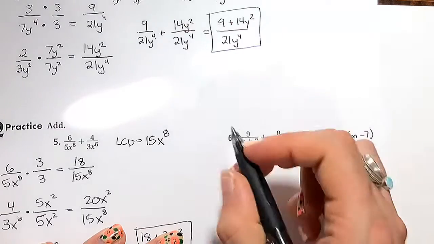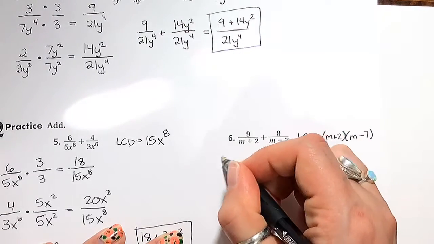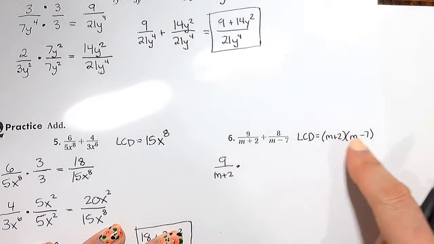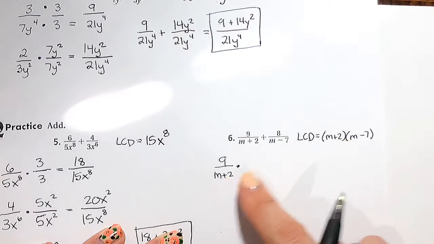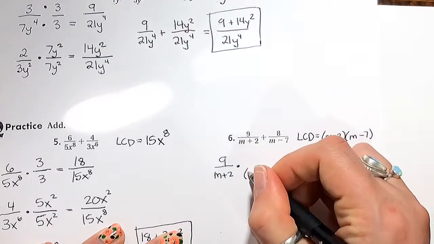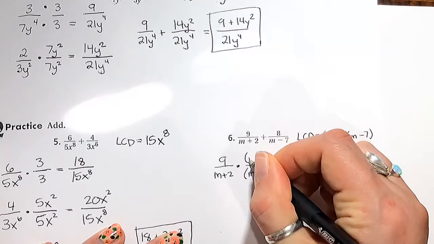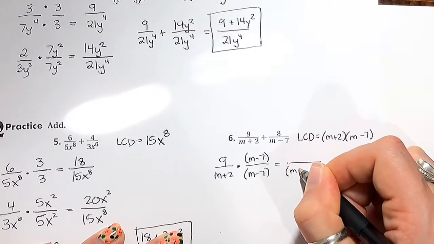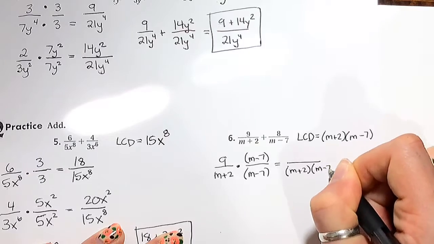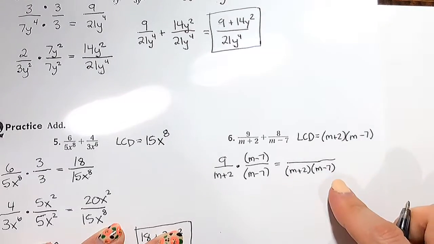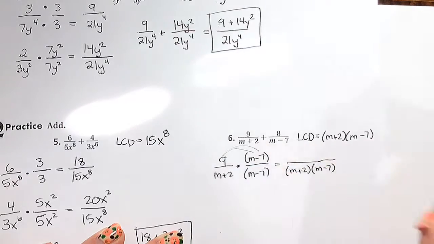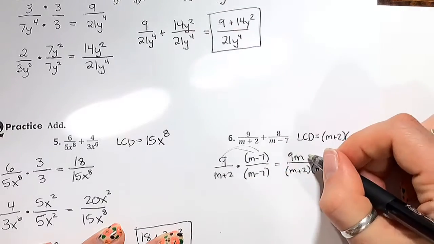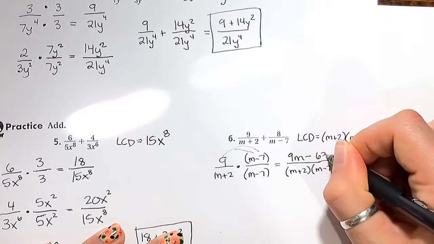So in a way, these are almost easier because all you're going to do is take each of these fractions and times it by whatever piece it's missing from the LCD. So this one has the m plus 2, so I need to times it by the m minus 7 on both the top and the bottom of the fraction. So that my LCD, again, I'm just going to leave it in factored form. I'm not going to worry about multiplying it through right now. It's just going to be the m plus 2 times m minus 7. And then on the top, I'm going to distribute. So I'm going to get 9 times m, and then 9 times negative 7, which is a negative 63.